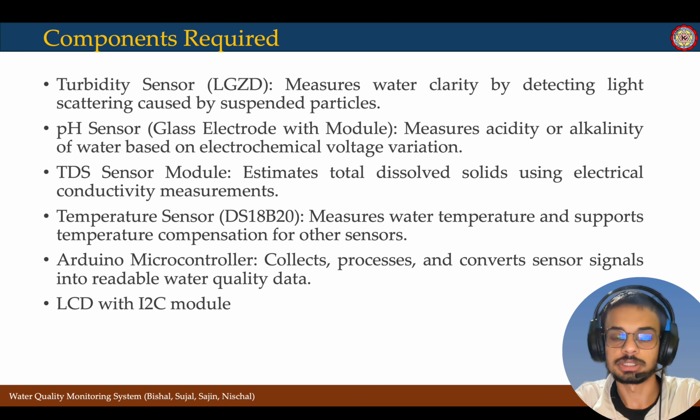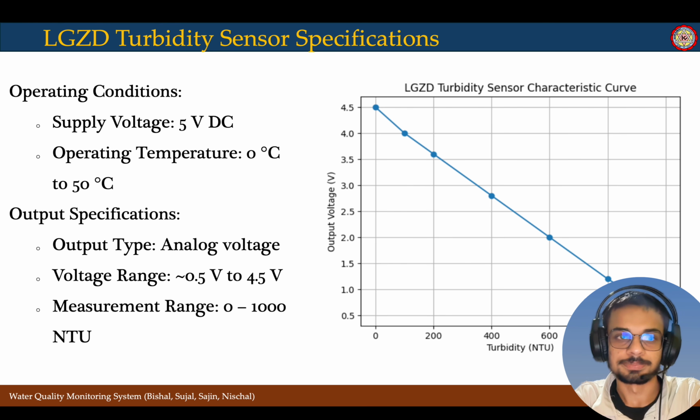And for the temperature sensor we have chosen the DS18B20 temperature sensor. All these sensor data are fed into the Arduino microcontroller, which collects, processes, and converts the sensor signals into readable water quality data. And then we go for the LCD display for better visualization, and later on we will go for the detection of water quality in a warning or safe zone by LED indication. Okay, let's move on to the sensor details and how the sensors work.